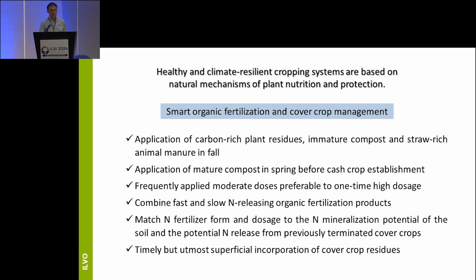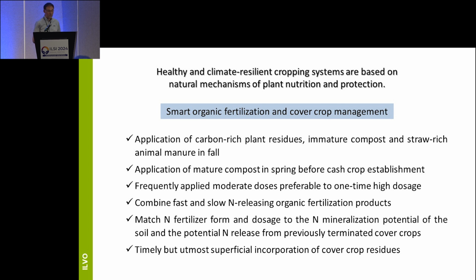Combining fast and slow releasing organic fertilization products is also a good practice, because the combination of both makes that you have a very fast turnover or decomposition of the whole at the surface of the soil. It's composting at the surface of the soil.